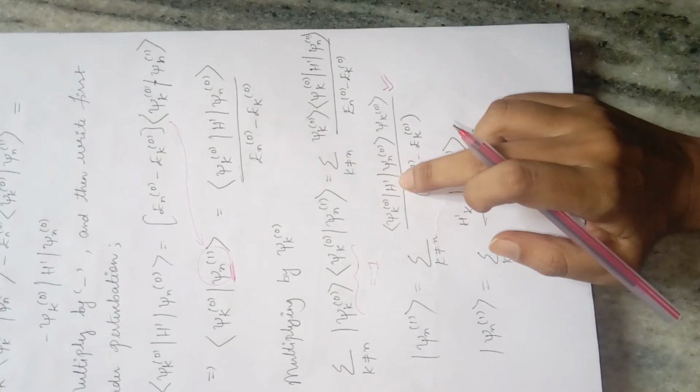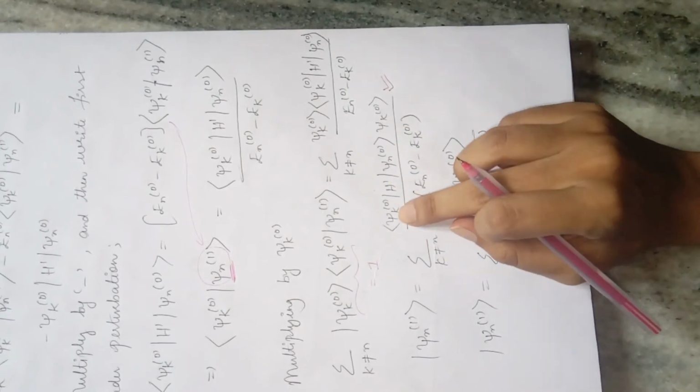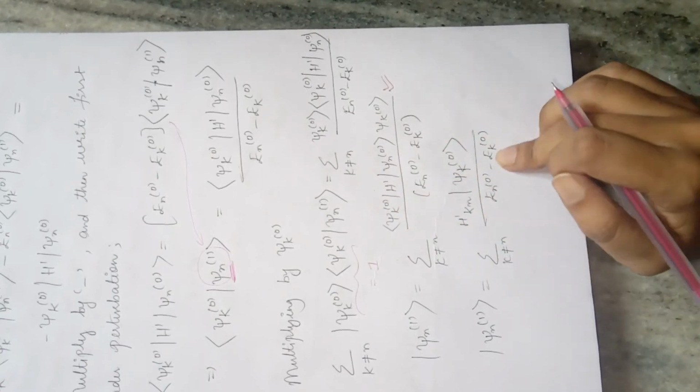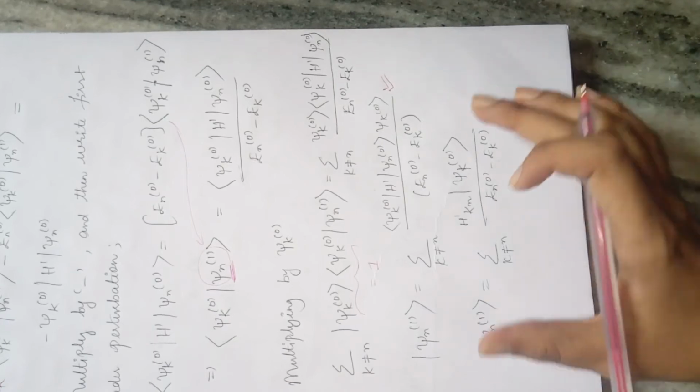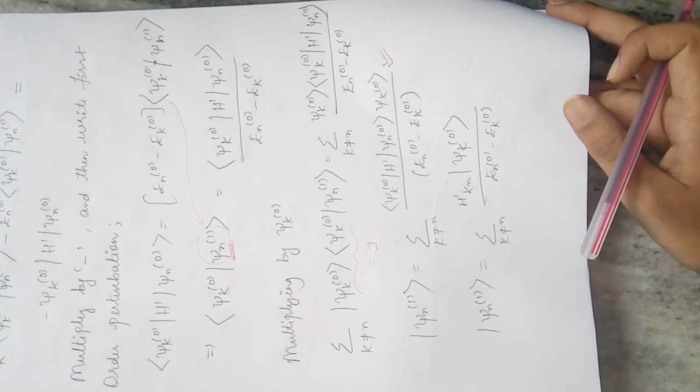This I have simply written as H dash kn, as in the matrix form we can write H dash kn psi k naught divided by the energy E n naught minus E k naught. This is your first order correction term for the wave functions. So this is all perturbation theory.